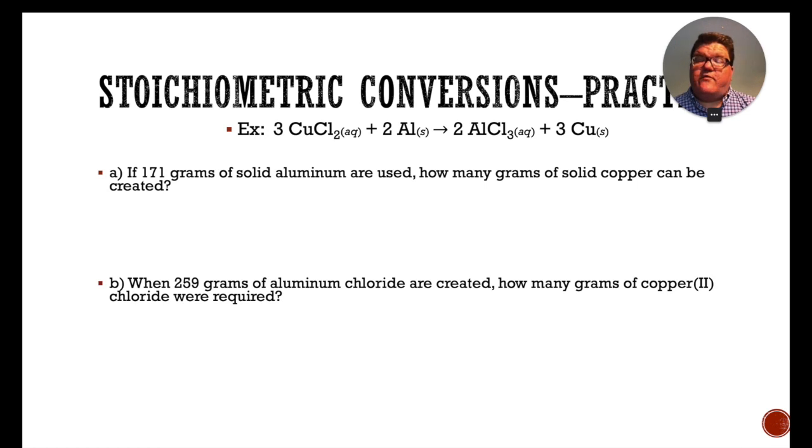So here's a different equation. We have aqueous copper chloride reacting with solid aluminum to produce aqueous aluminum chloride and solid copper. It's already been balanced for you. There are 2 examples which will be similar to what we just practiced with the production of water. If you pause the video here, you'll be able to do your work and come back to check your answers for these 2 conversions.